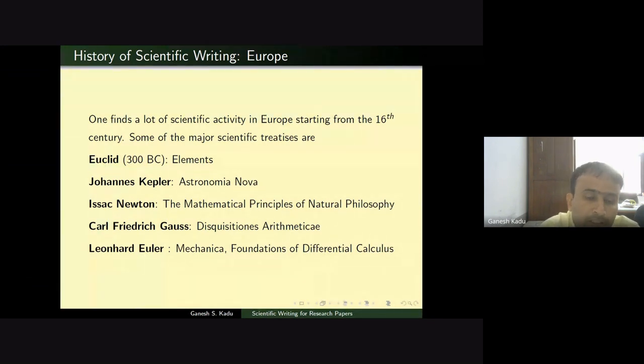Then you have Carl Friedrich Gauss, who was a mathematician and a physicist. Then you have Euler, a physicist and a mathematician. He wrote the book Mechanica, and also the Foundations of Differential Calculus. There are many other books, but probably for the engineering audience, the book Mechanica would be more interesting. So these are some of the great scientists that you have in Europe, and they were great writers too.